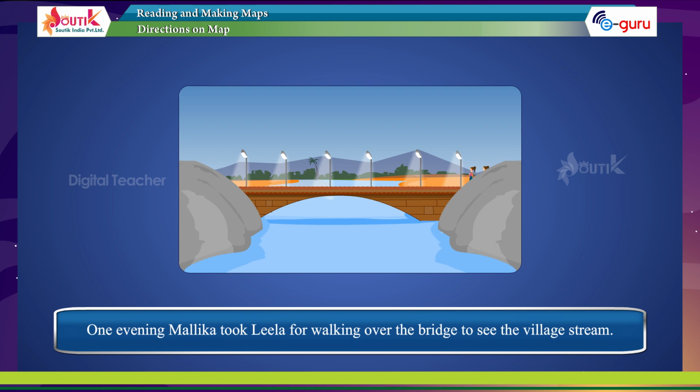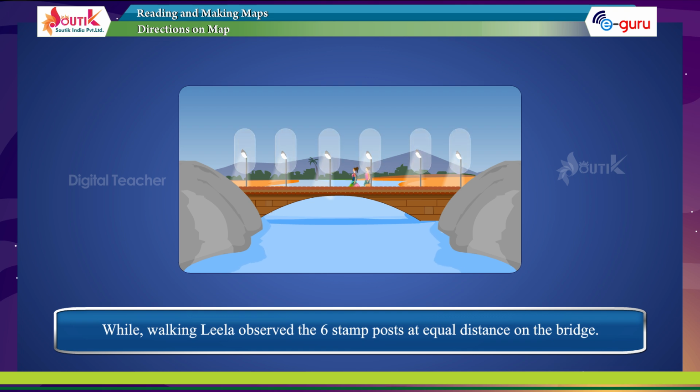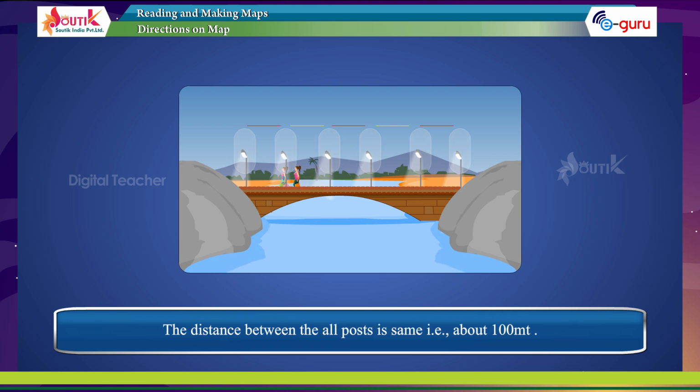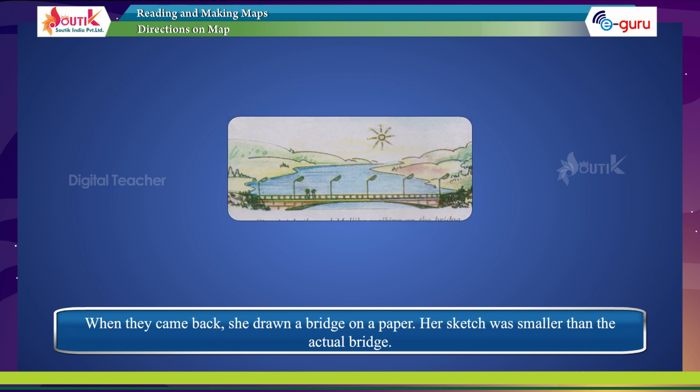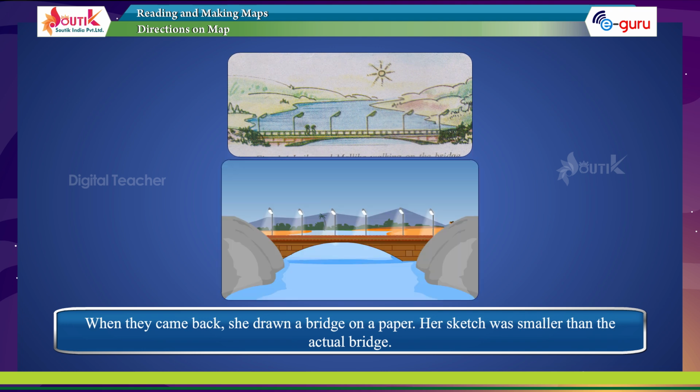One evening, Mallika took Leela for a walk over the bridge to see the village stream. While walking, Leela observed 6 lamp posts at equal distance on the bridge. The distance between all the posts is the same, about 100 meters. When they came back, she drew the bridge on a paper. Her sketch was similar to the actual bridge.